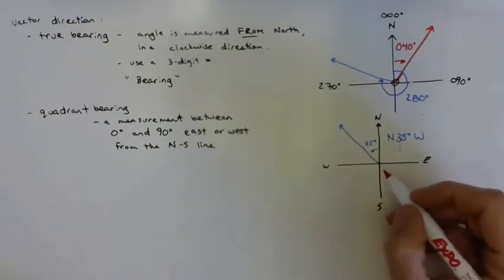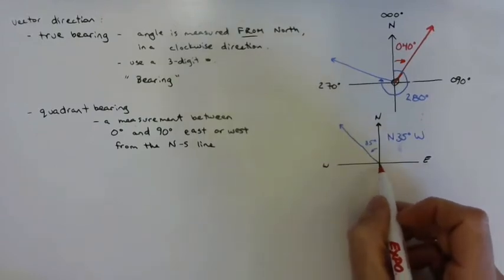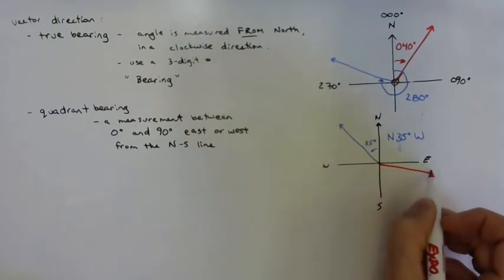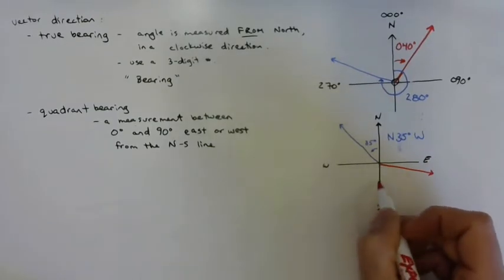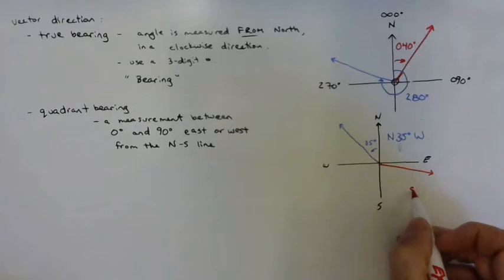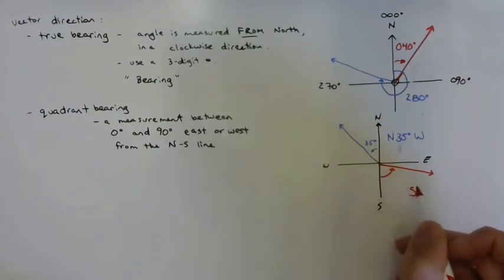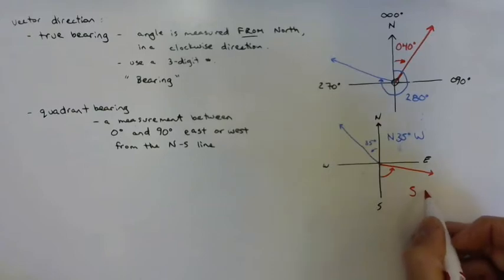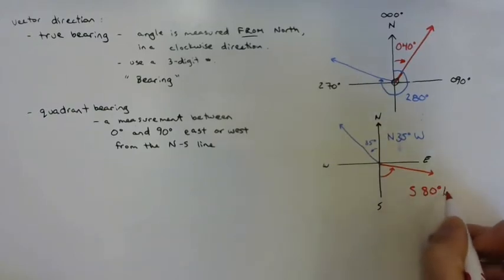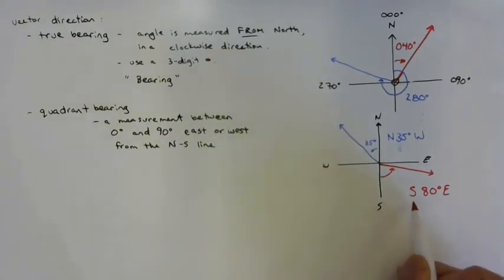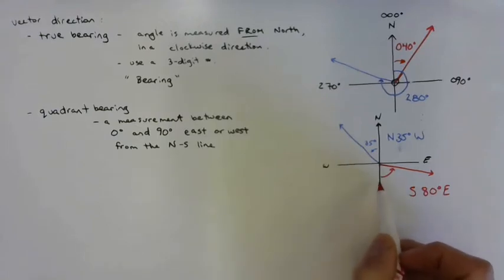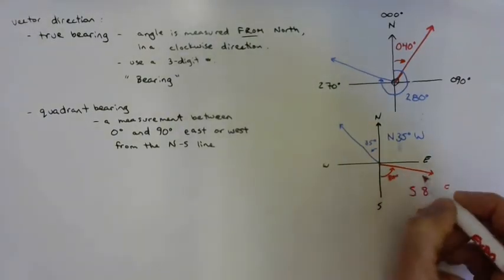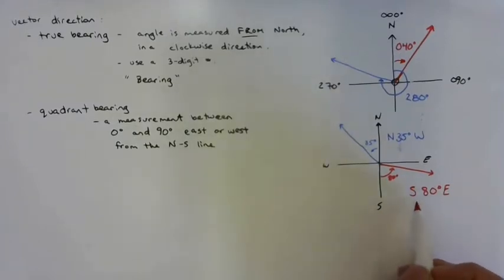Different example here. What about this example here? Let's say I take a hard angle like this. Okay, from the north-south line, so we'd have south. This is looking about 80 degrees east of south. So you'd have south, 80 degrees east. So you're starting, heading south, looking down this line, and then you're going to from there head 80 degrees to the east. Then the quadrant bearing of this vector is south 80 degrees east.